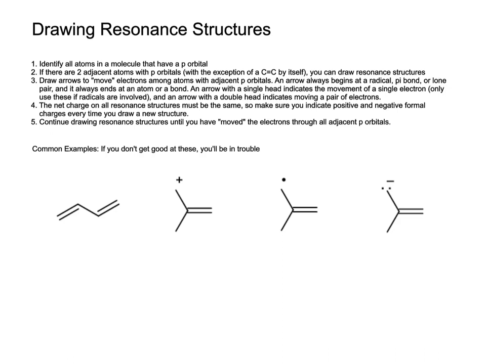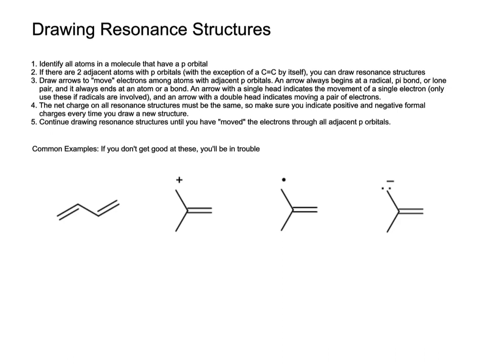What we're going to do next is go through some common examples. And if you don't get good at these basics, you'll be in trouble. So make sure you get really good at these. In this first example, we have two double bonds that are adjacent to each other with a single bond in between. If we analyze the p orbitals, you'll notice that all four of those carbons are sp2 hybridized, so all of them have a p orbital. So we can move those electrons anywhere we want in this region.